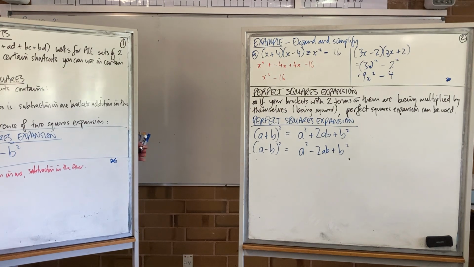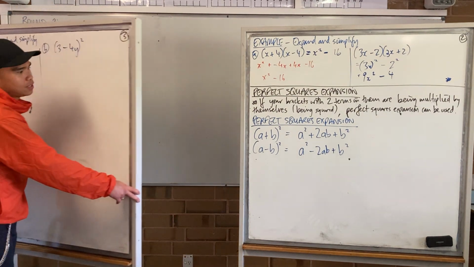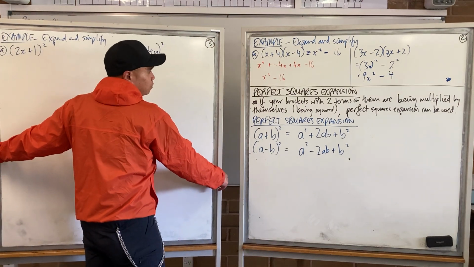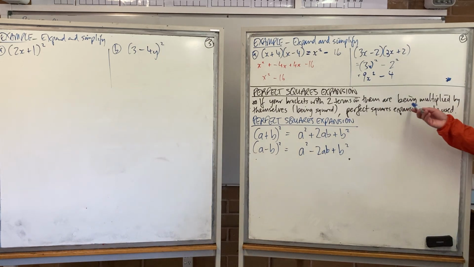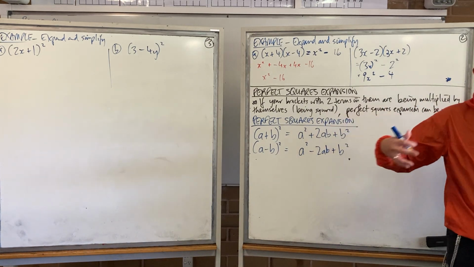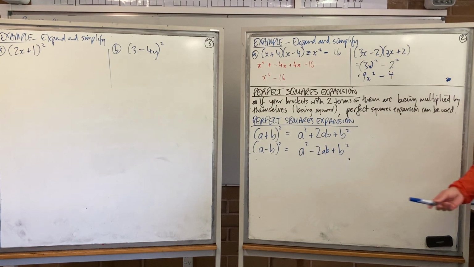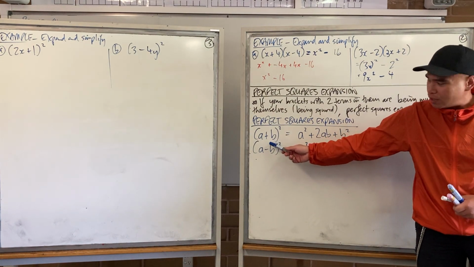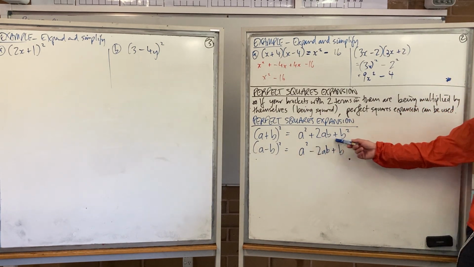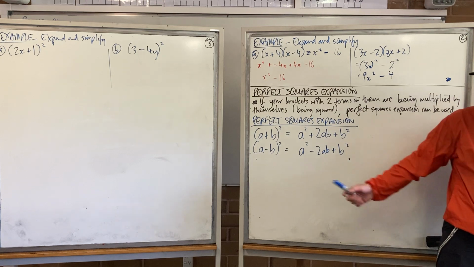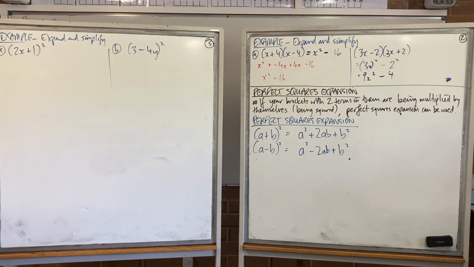So, the other shortcut that I wanted to give you was perfect squares expansion. What does that mean? If you have brackets that contain 2 terms, you're multiplying it by itself, it's being squared. Perfect squares expansion can be used. If I've got 2 numbers within a set of brackets that I'm squaring and adding, this is the shortcut: a squared plus 2ab plus b squared. If it's a subtraction, the shortcut is a squared minus 2ab plus b squared.